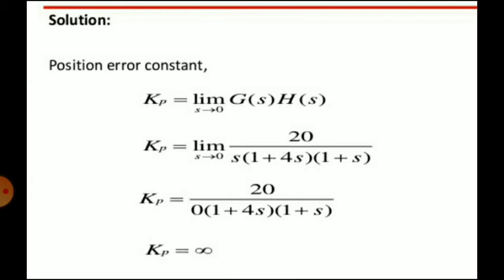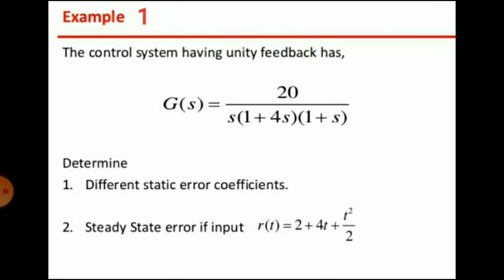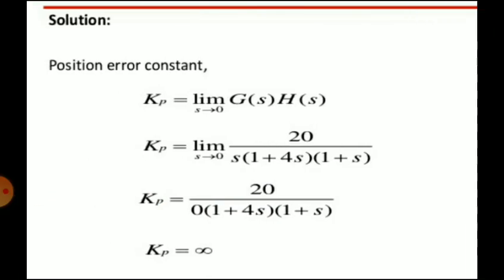The position error constant Kp: the formula is limit s tends to 0 G(s)H(s). First we find G(s)H(s). The value of H(s) is 1, so G(s)H(s) equals 20 upon s into (1 plus 4s) into (1 plus s). Taking the limit s tends to 0, we find Kp equal to infinity. So the position error coefficient Kp is infinity.